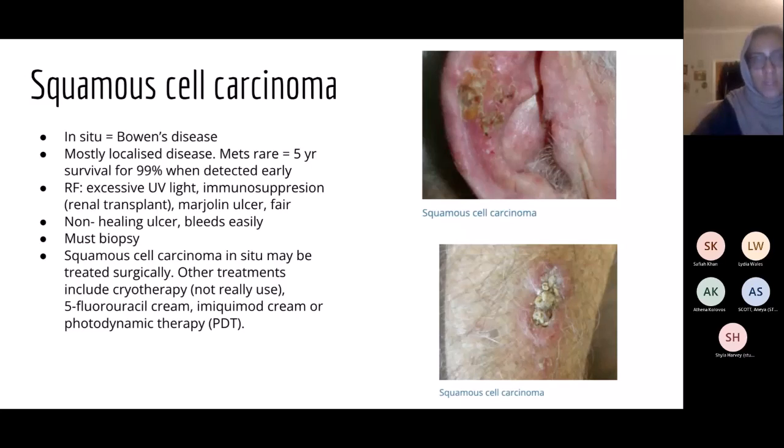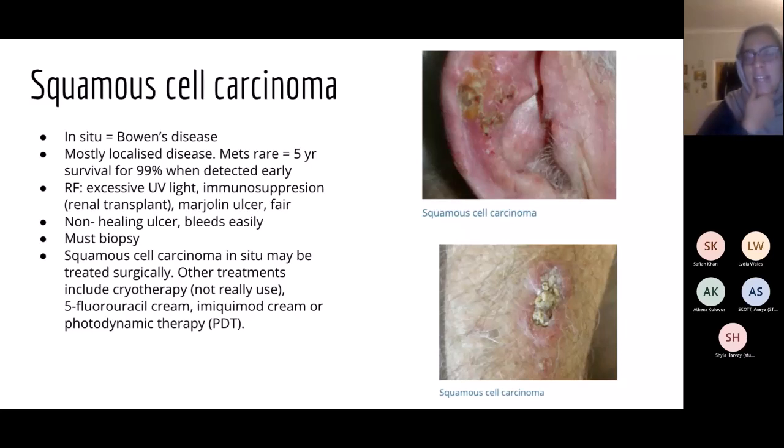And with squamous cell carcinoma, again, risk factors include excessive UV light. It's really important, particularly when you're taking a dermatological history, that you ask people about their exposure to UV light. Then immunosuppression. I remember in past med, the question that always came up was someone has a renal transplant and they develop a skin lesion and the cancer ends up being squamous cell carcinoma, because immunosuppression, like I said, is a risk factor for skin cancers. And marginal ulcers are a type of ulcer that arise in areas where there might be scars or long-standing injuries or chronic wounds, and these can also develop into squamous cell carcinomas.